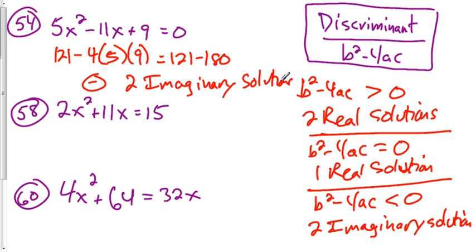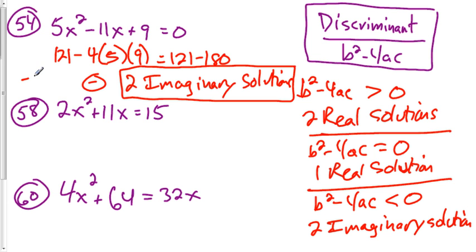Okay, and I don't think they were looking for what the find the discriminant. I'm sorry, they are looking for the actual value. So 121 minus 180 is -59. I'm sorry, the directions did say find the discriminant.